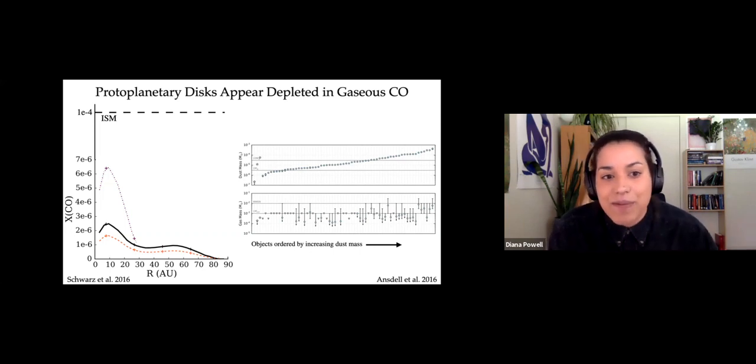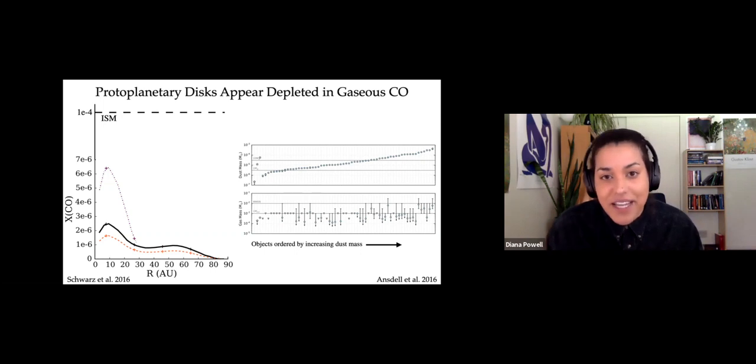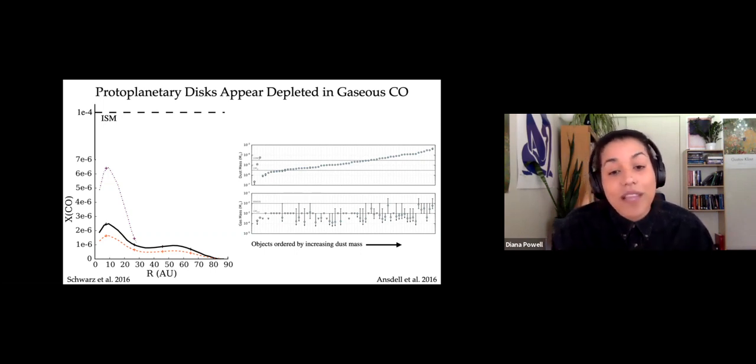And then the same is true if we look at large samples of disks. So here I'm showing an ALMA survey of disks in Lupus, where the disks span several orders of magnitude in dust mass on the top, but have fairly constant gas masses estimated from CO. So in short, we observe much less CO in disks than we would expect, or that would be predicted using previous disk models.